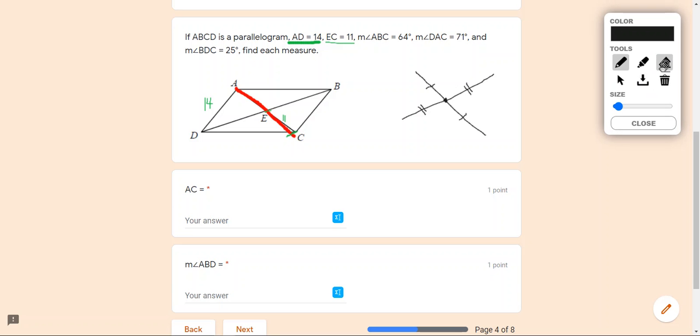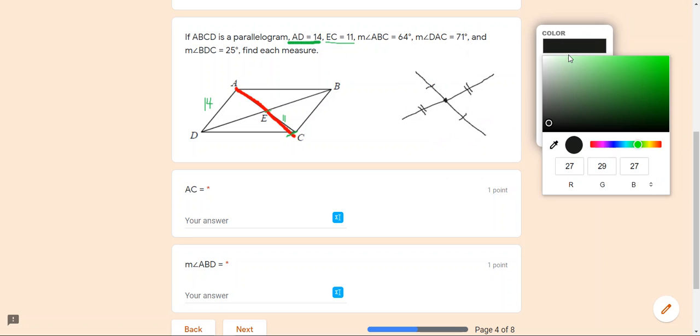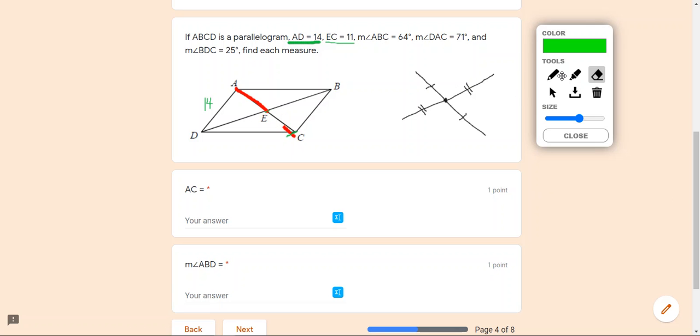So that does help us with some information because we know that EC, or this half of the diagonal, is 11. So this one also has to be 11, because they cut each other into 2 equal parts. So if I know that this half is 11 and this half is 11, then I know that the entire length is 2 times 11, or 22. Okay. So even though they gave us this 14, we didn't have to use it.